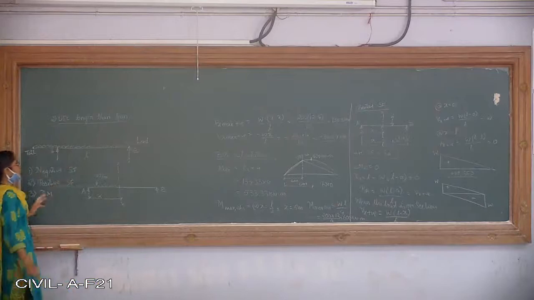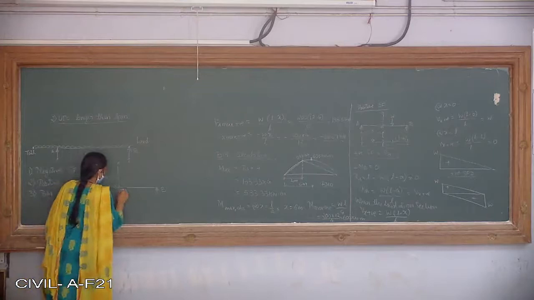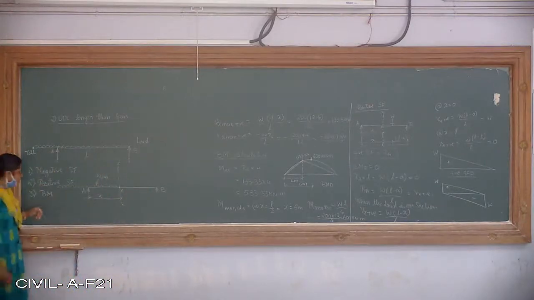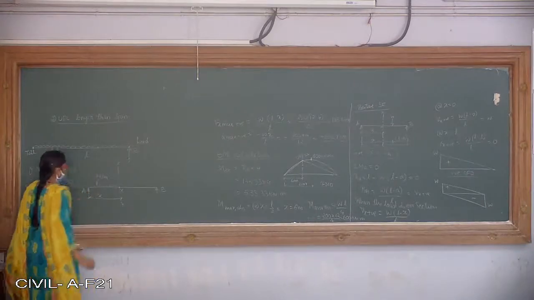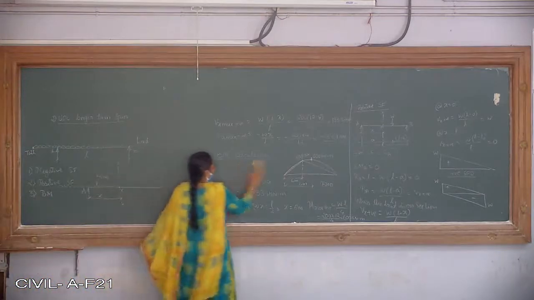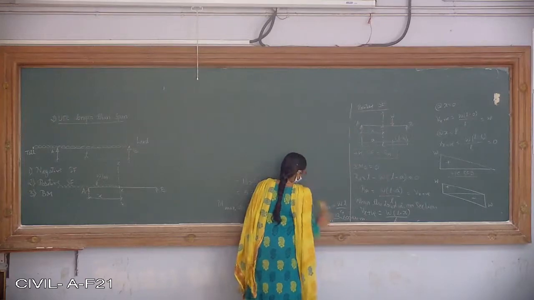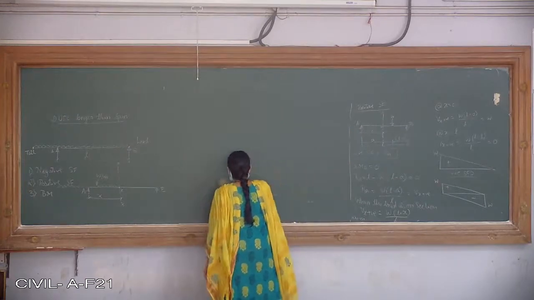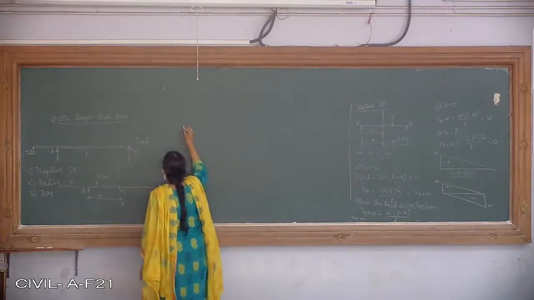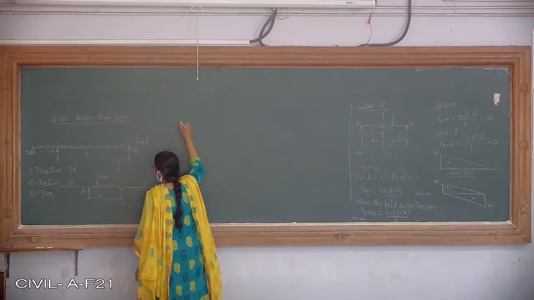Again my negative shear force is always equal to RB, because there is no load in this portion Bx. Okay, there is only load in the portion Ax. So here, now let me calculate RB, because RB is going to be my negative shear force.